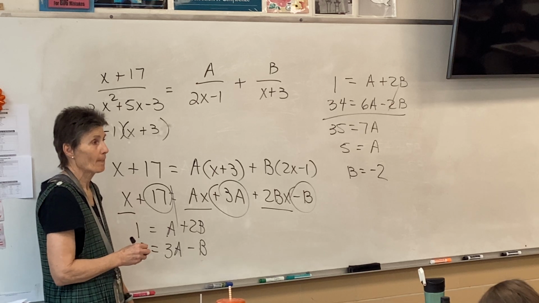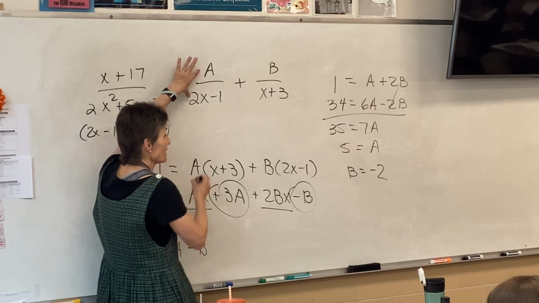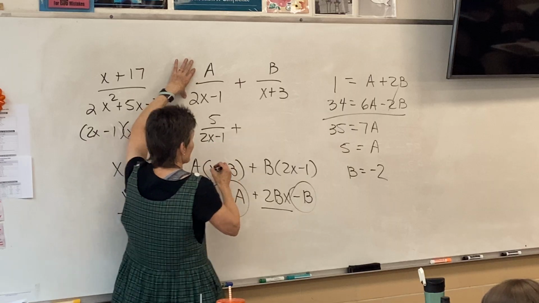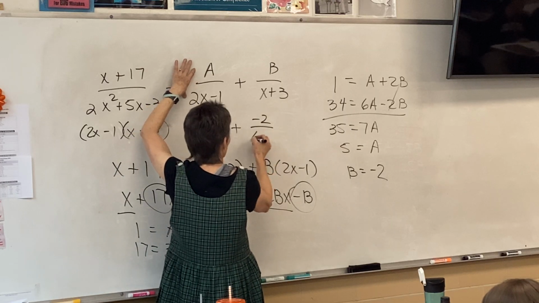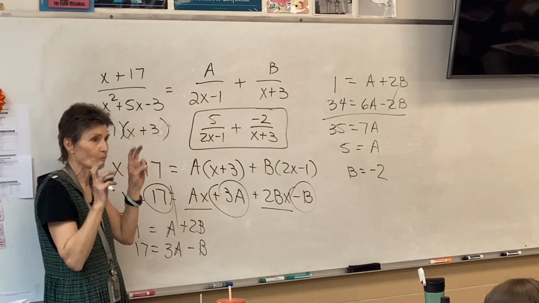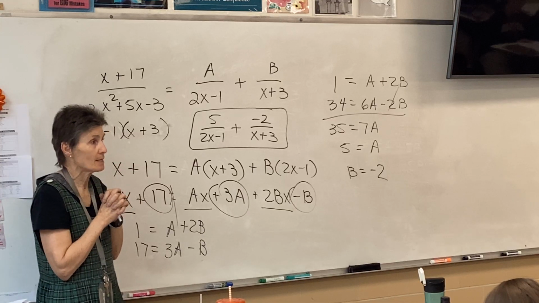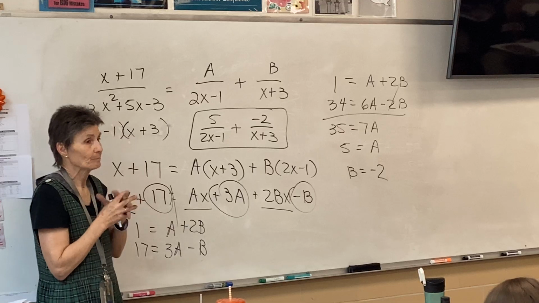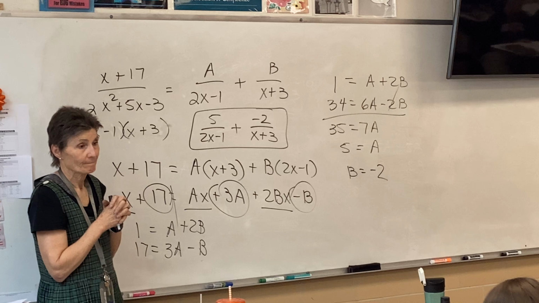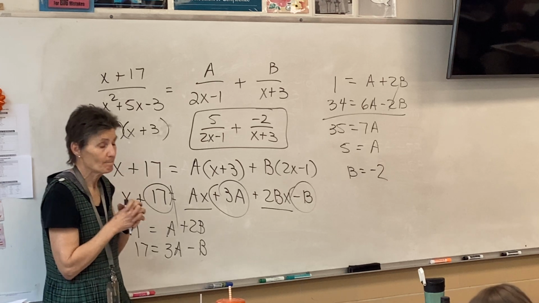Alright. So then, we write our answer, 5 over 2x minus 1 plus negative 2 over x plus 3. Those are your partial fractions. Those are the little fractions that add up to the whole big problem. Okay?